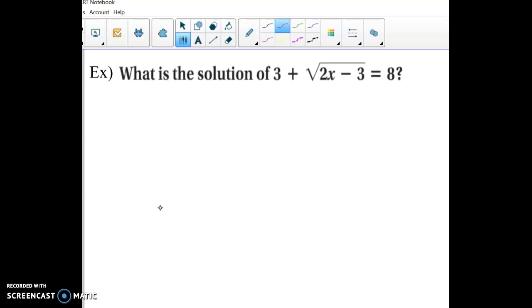I encourage you to pause the video and try each one, especially this one. I'm hoping at this point you have a pretty good shot at getting this. So we've got to isolate this square root first before we do anything else. So minus 3.